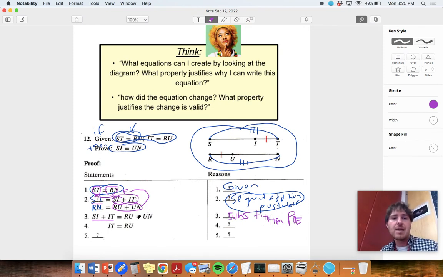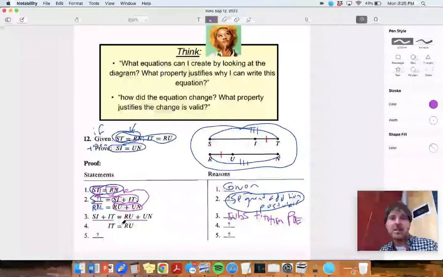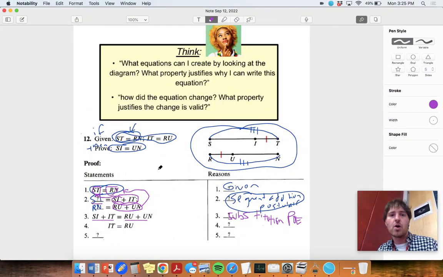All right, so now I have this equation, step 3. I want to build on it. One of the things on the very last page of your toolkit asks, am I saying here something that's self-evident? And this isn't self-evident. IT doesn't necessarily equal RU, so this isn't the reflexive property. This is actually another given. Look, they broke up their givens. That's where we got that from. So that's a little bit tricky here.